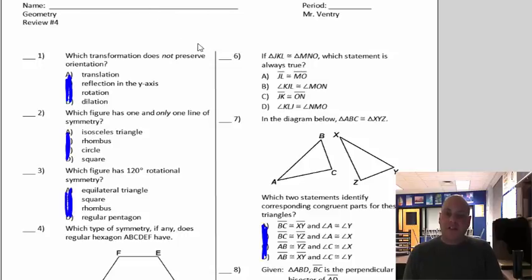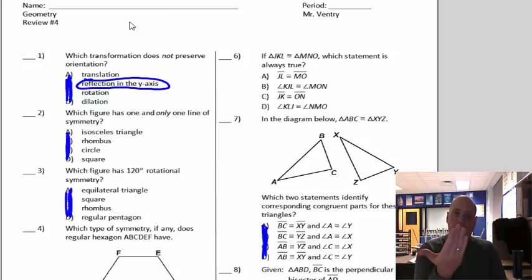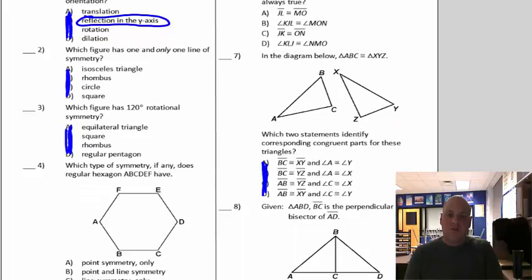Which transformation does not preserve orientation? Well, reflections do not preserve orientation, because when you flip over, the order changes. Okay, go back and look that up if you're not sure. That will be on your quiz 4.